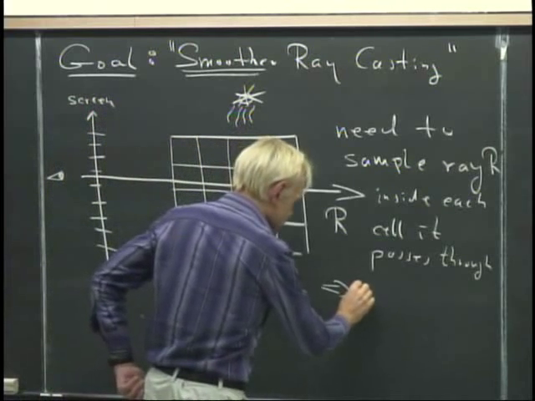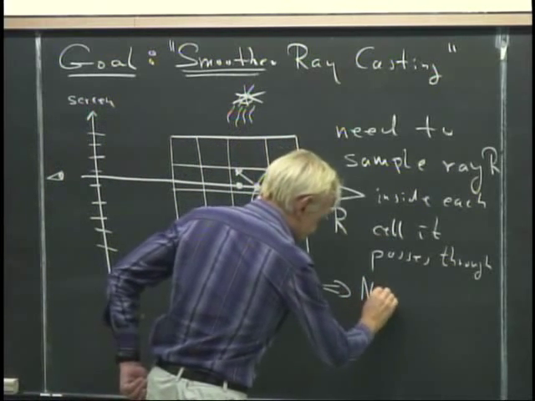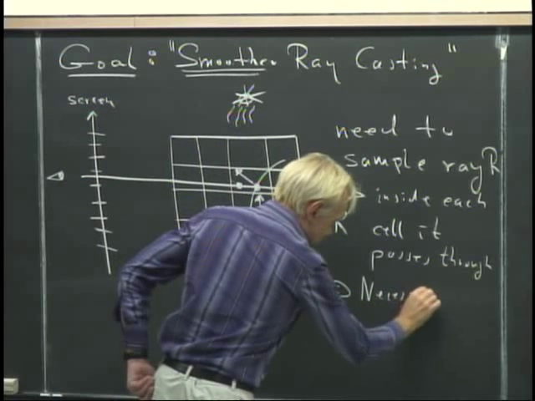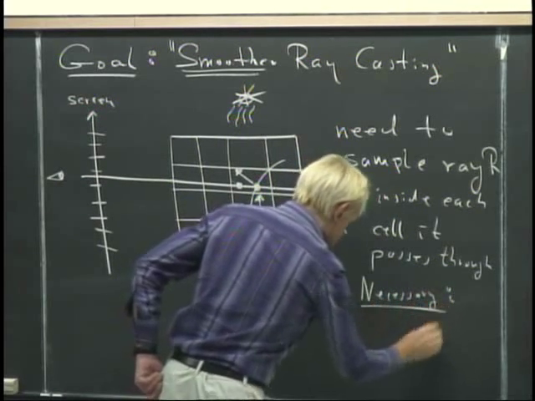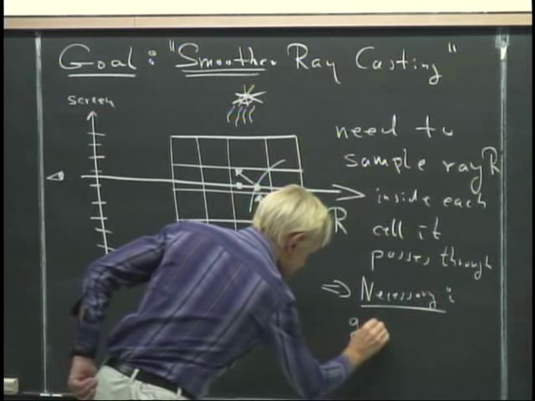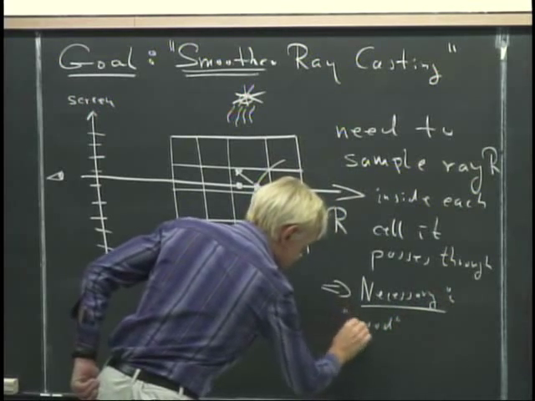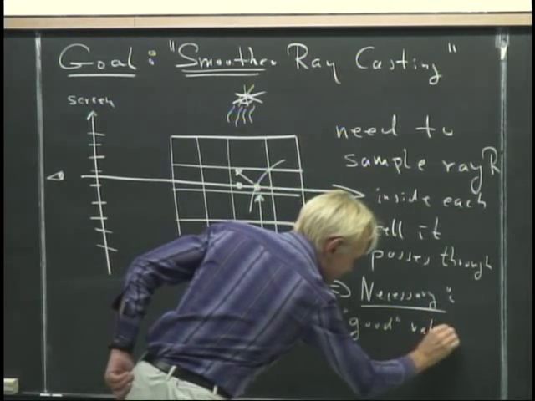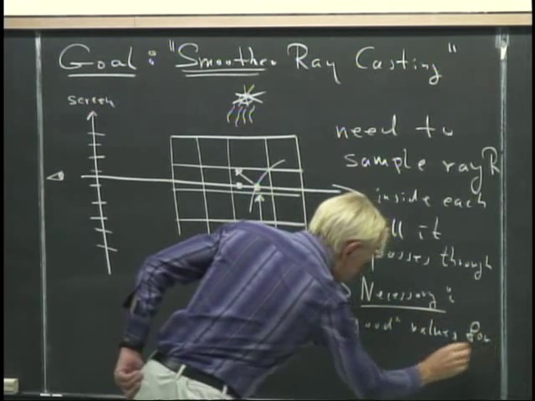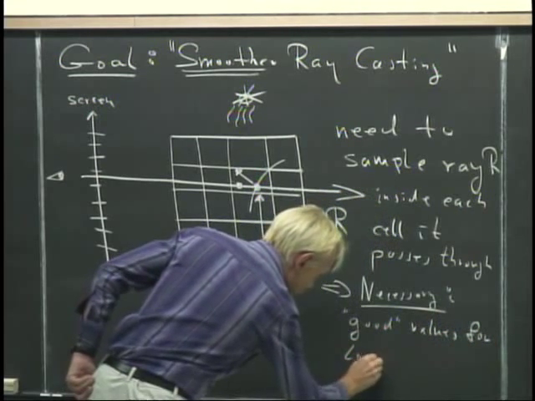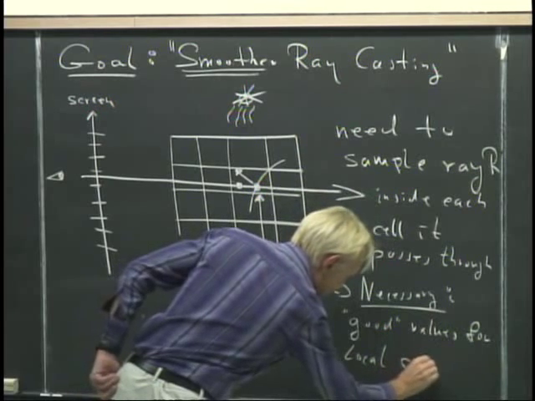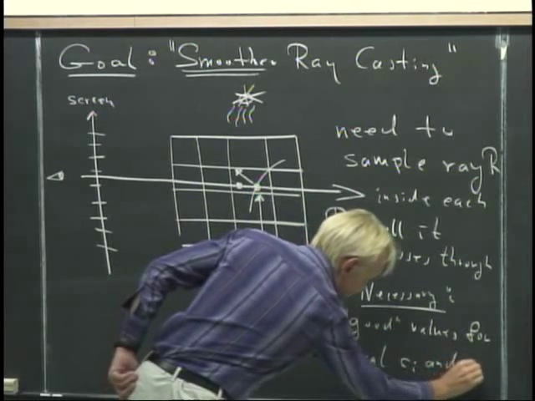So we need good values for these local color Ci and alpha I.